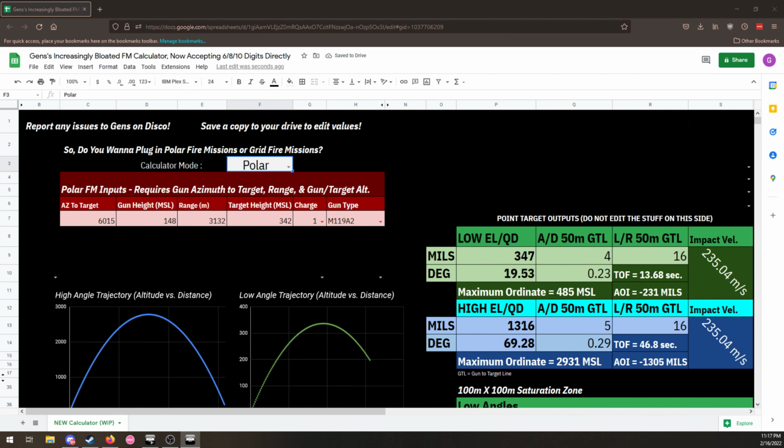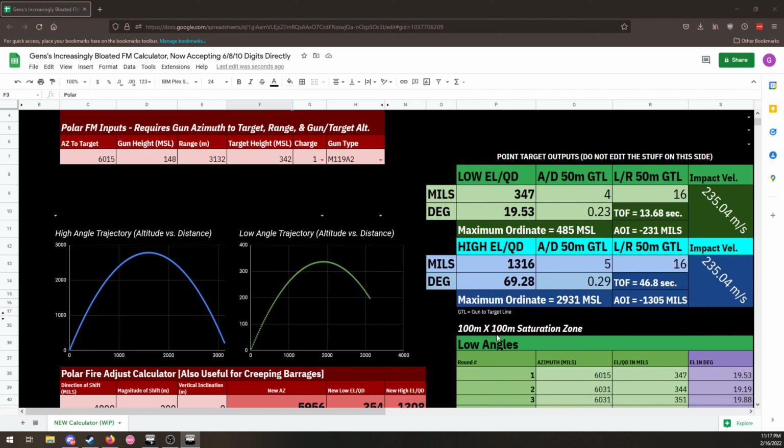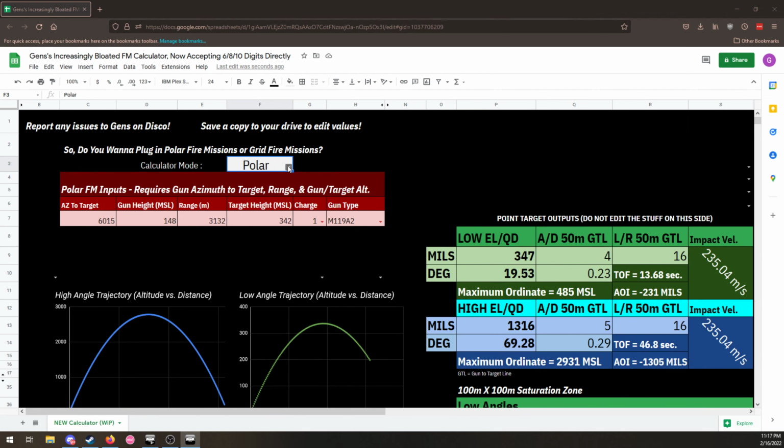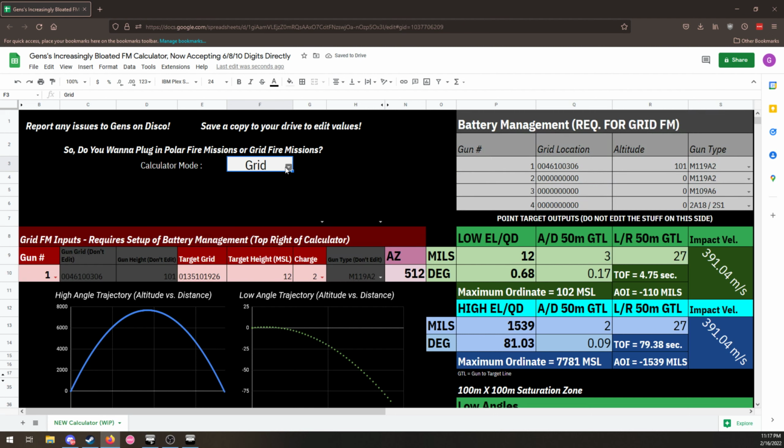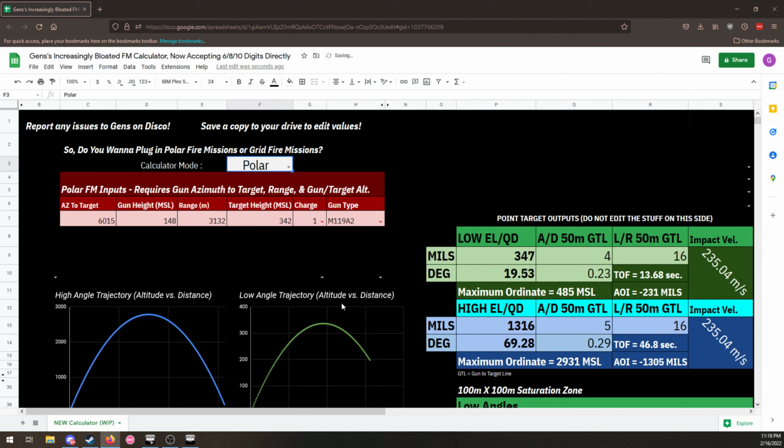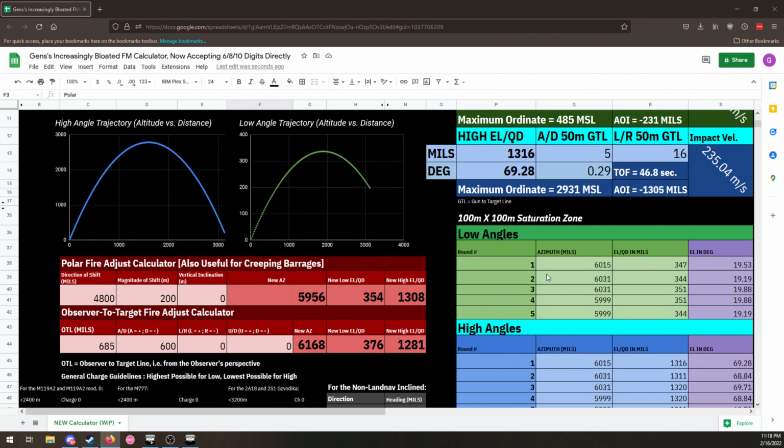So with a polar fire mission, you'll notice we have a different series of inputs. You might also notice that the values in our boxes over here have changed. Whenever you switch between grid and polar, it does not save the data from the other fire mission. They are separate calculators, both overlaid onto the same equations. Whichever you have selected is the one that these are going to display.